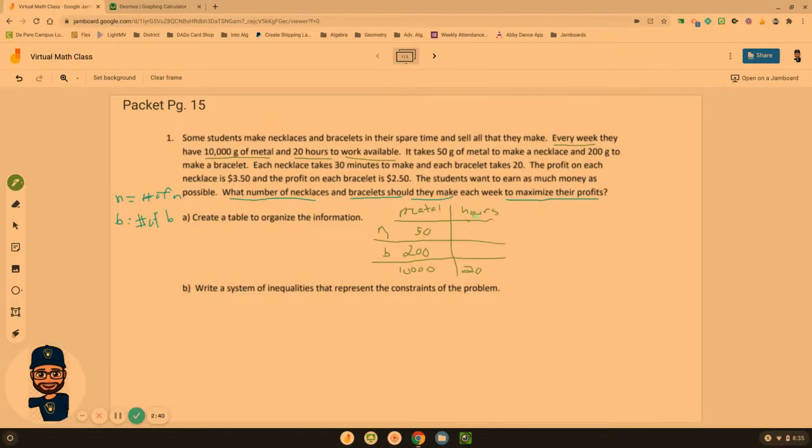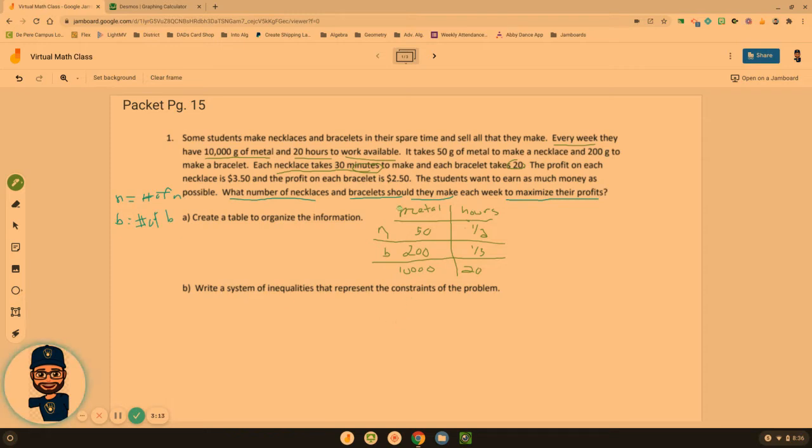And then the hours. Now be careful. Here they're telling us that a necklace takes 30 minutes and a bracelet takes 20 minutes, but we're talking about having hours available. So if they take 30 minutes for a necklace, that's a half hour. And if it's 20 minutes for a bracelet, that's 1/3 of an hour, 20 over 60. So there we've got our table to help us write the system of inequalities using the constraints.